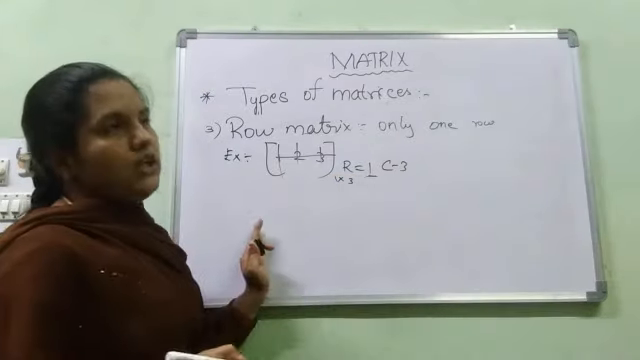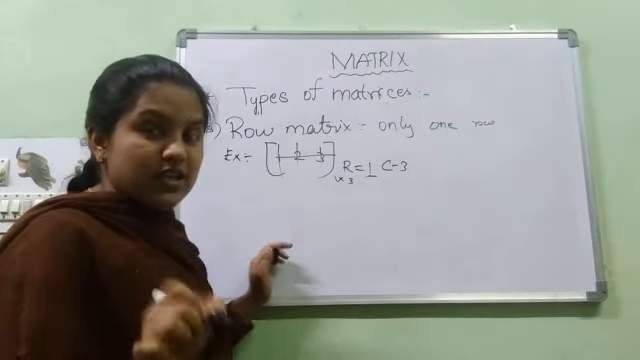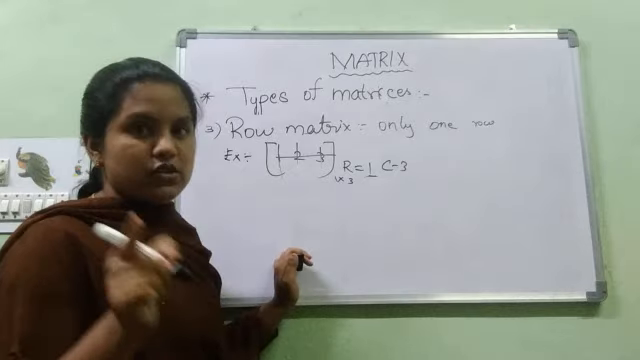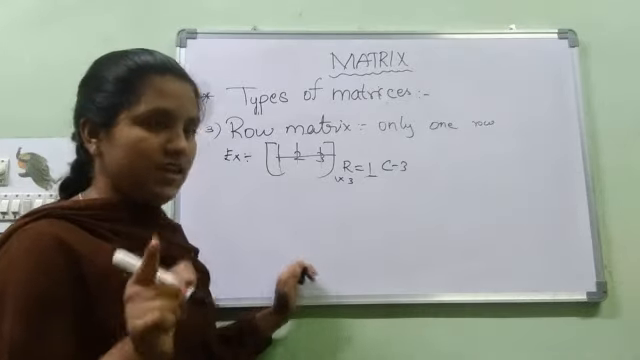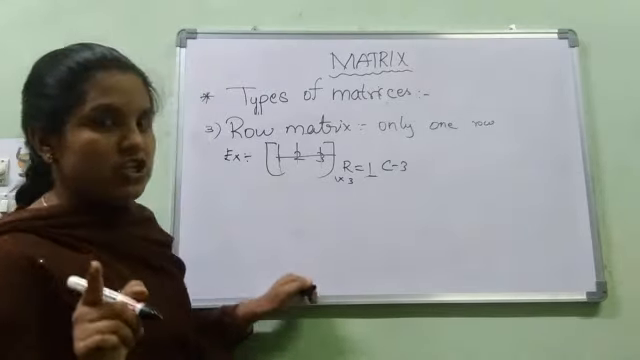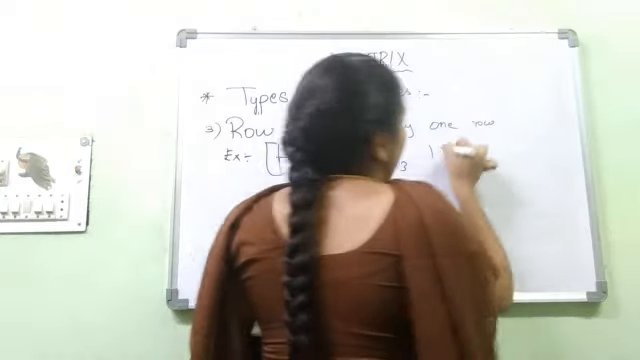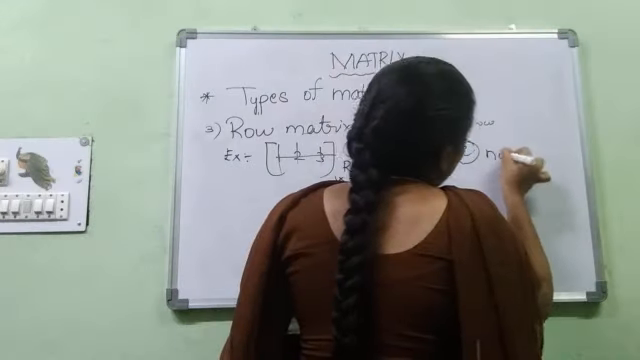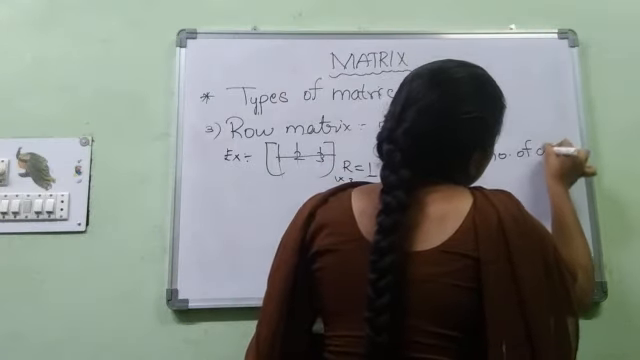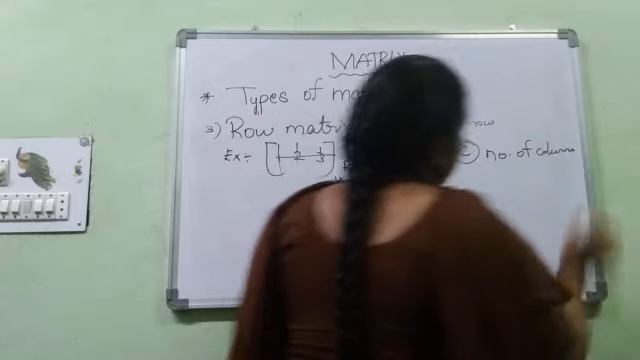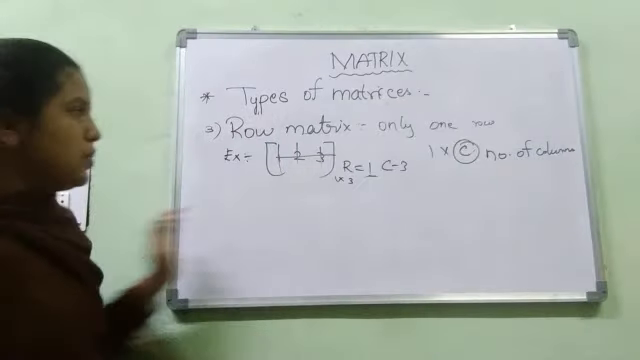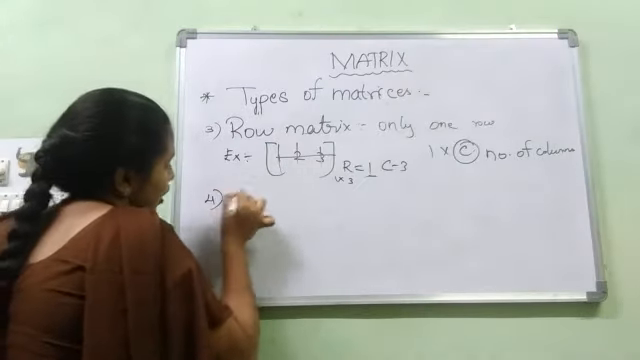By this you can say that the order of the row matrix, especially I am saying row matrix, is 1 into C, where C is called number of columns. Okay, you have understood better, I think so. So note down this, and next we'll go through column matrix.